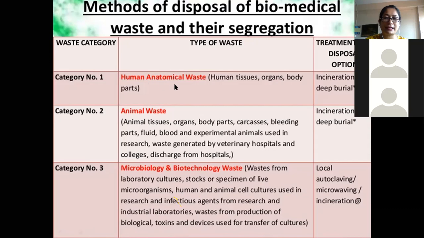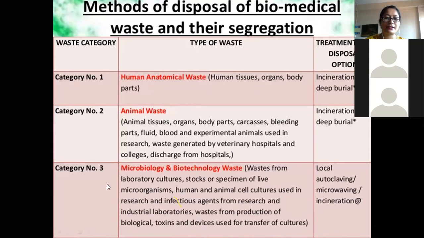Category one is human anatomical waste, which includes human tissues, organs, and body parts. Next, category number 2, animal waste. Animal waste includes animal tissues, organs, body parts, and bleeding parts, and the discharge from veterinary hospitals. This too can be completely disposed of by deep burning.